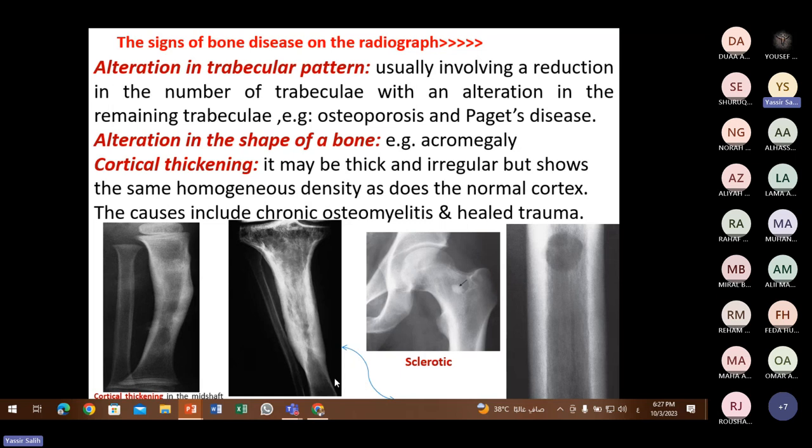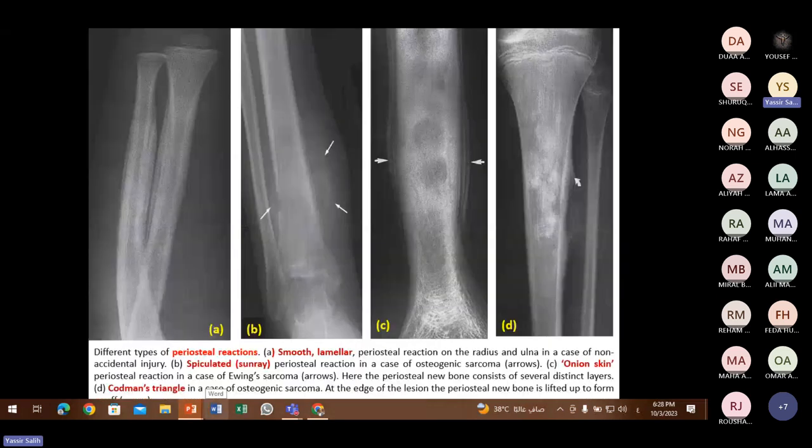Compare it with here. It is irregular, there is an abnormal trabecular pattern. The lines that were vertical and horizontal have now become altered. There is a change in the normal trabeculation pattern. So this is what we mean by alteration of the normal trabeculation pattern. As we said, we will talk about periosteal reaction, which is new bone formation due to inflammation or neoplasm.